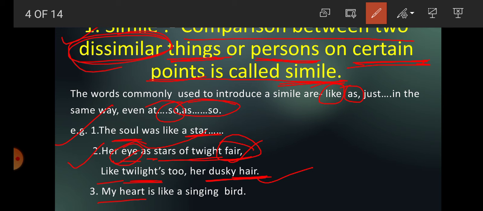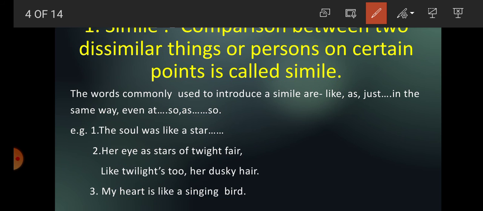My heart is like a singing bird. So heart is like a singing bird because both are singing. Heart is also singing and bird is also singing. So here heart and bird are compared with the help of the word like. So students, we get here that we are using the words like, as, so in simile, and they are used for comparison.